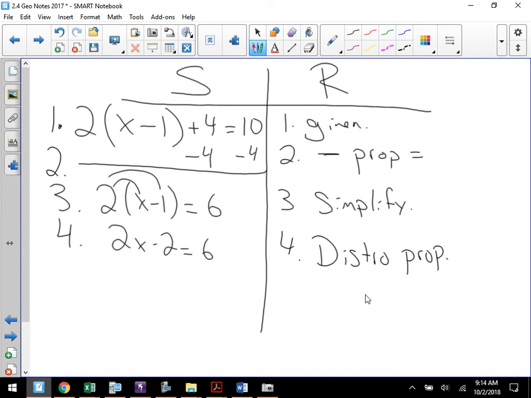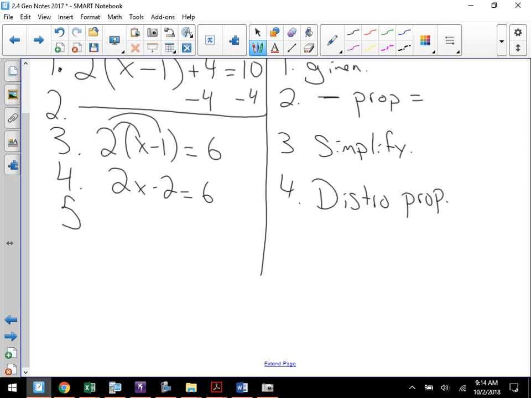Now what? Add. I'm going to add the 2 to both sides. Very good. And again, you have to show your steps. You can't skip them. What was our abbreviation? Was it add prop equal? There's our add prop equal.